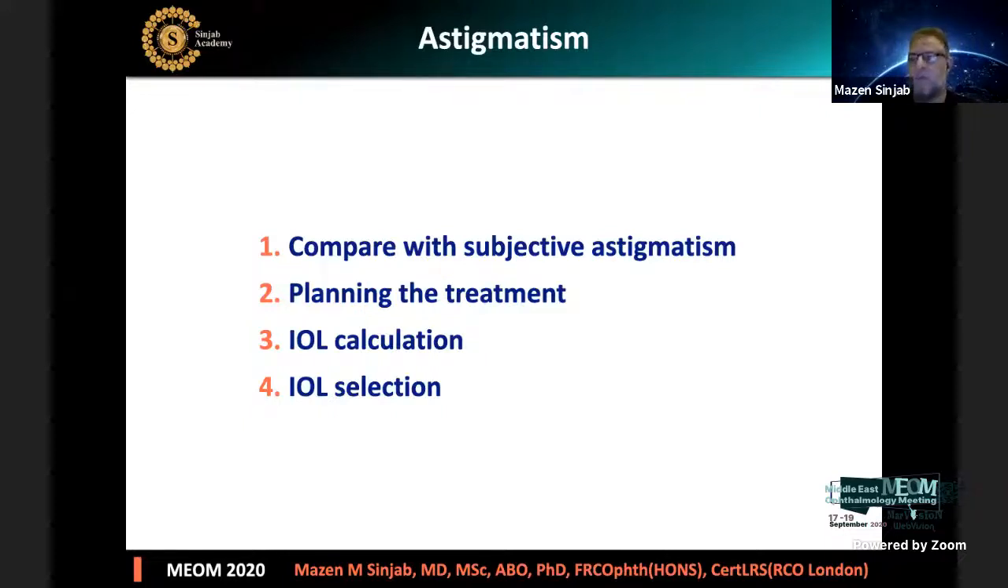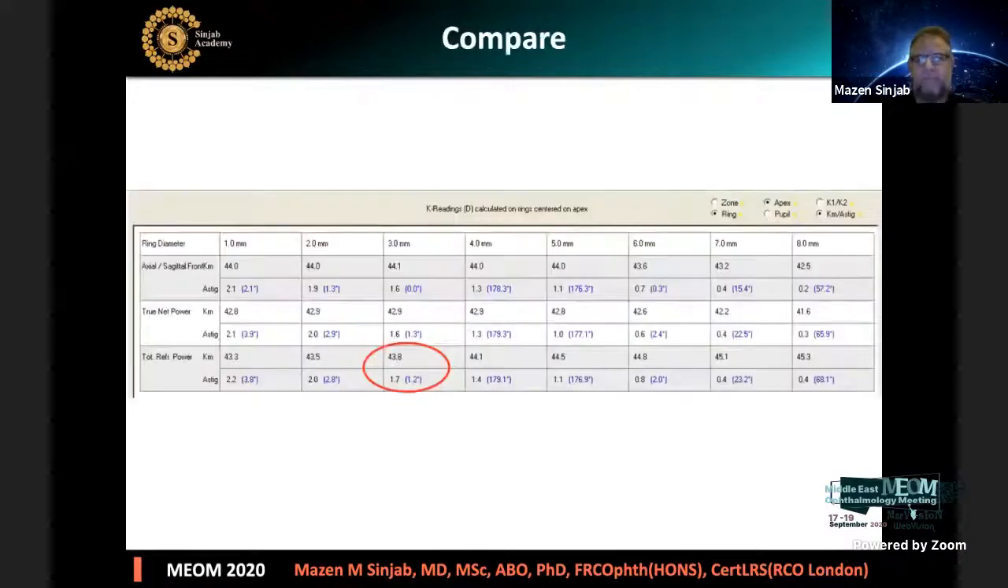Now, sometimes we may flip the axis from with-the-rule astigmatism to against-the-rule astigmatism because of this disparity, and this will induce high order aberrations. So there are 9 probabilities that we have to go through, but not in this lecture, in order to know how to manage this disparity. The second thing is planning the treatment. Third, IOL calculation for the IOL selection.